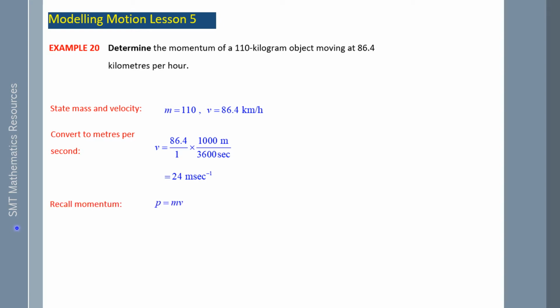Recall the momentum formula, which is momentum equals mass times velocity. We can evaluate by multiplying mass times velocity. And that's 2,640 kilogram meters per second in the direction of travel.